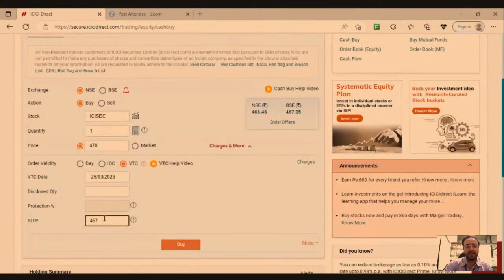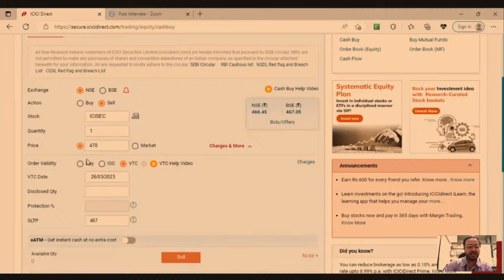I'll explain again. If I feel that on Monday this price is going to go up when the market opens, I want the order to be sent to the exchange if it touches 467 or goes beyond 467, but not beyond 470 rupees. I am not willing to pay more than 470 rupees for this share. So that is the use of a limit order in case of a buy transaction.